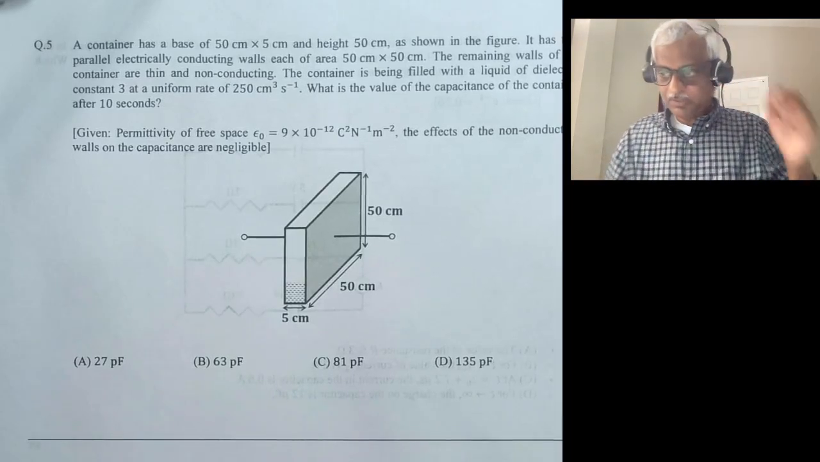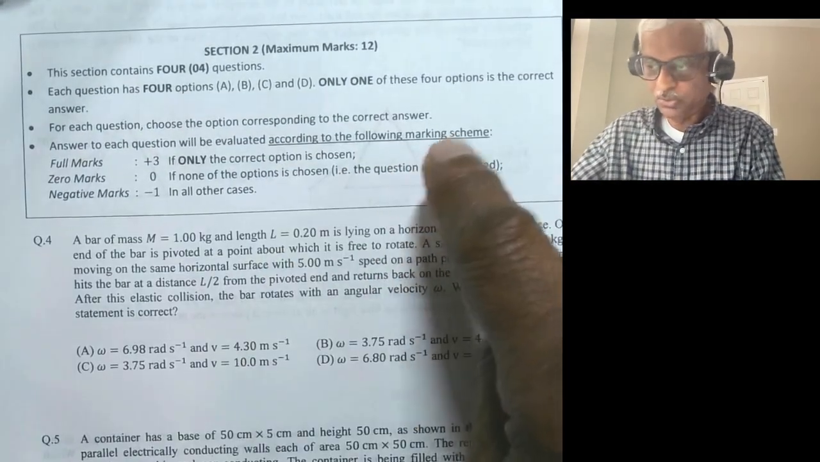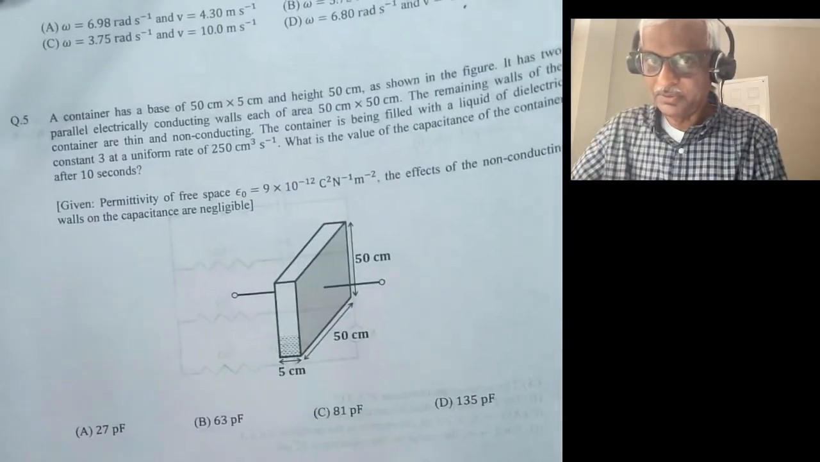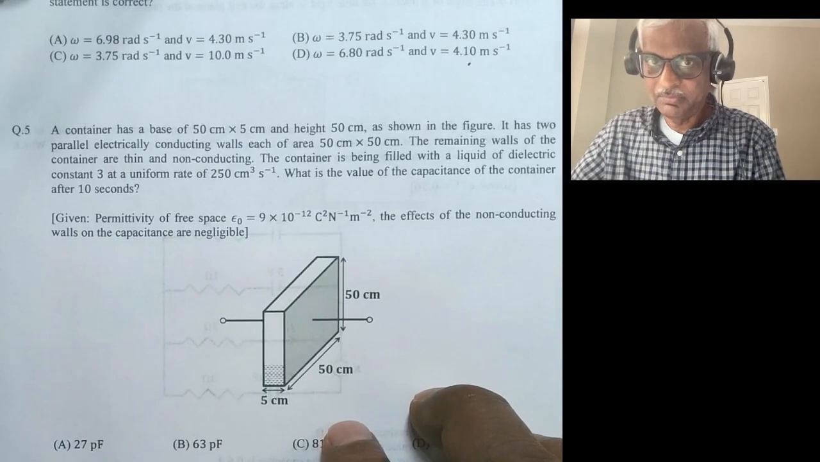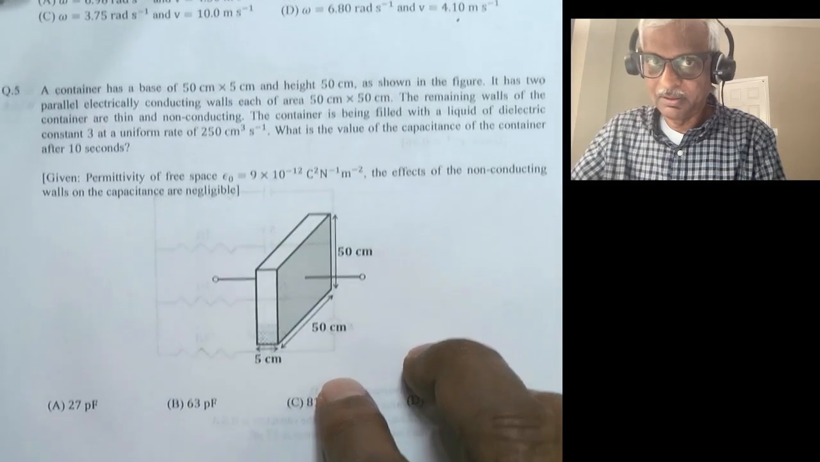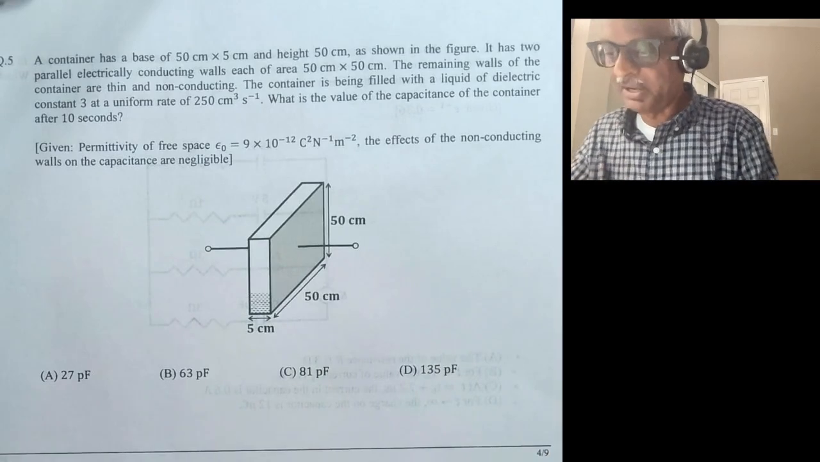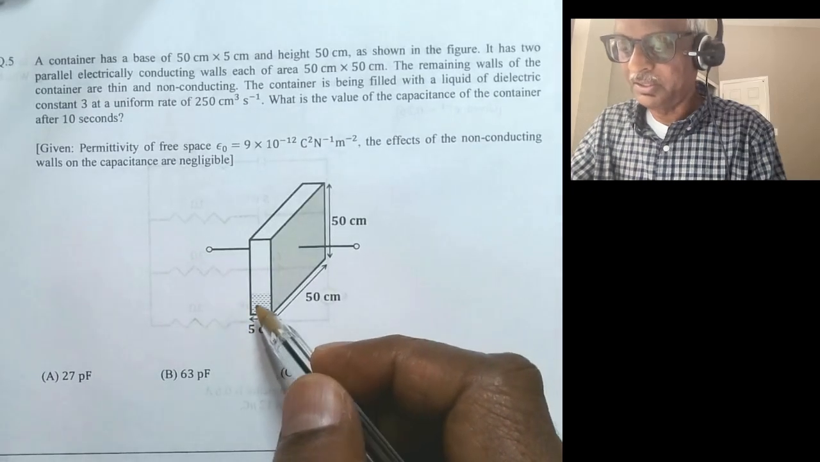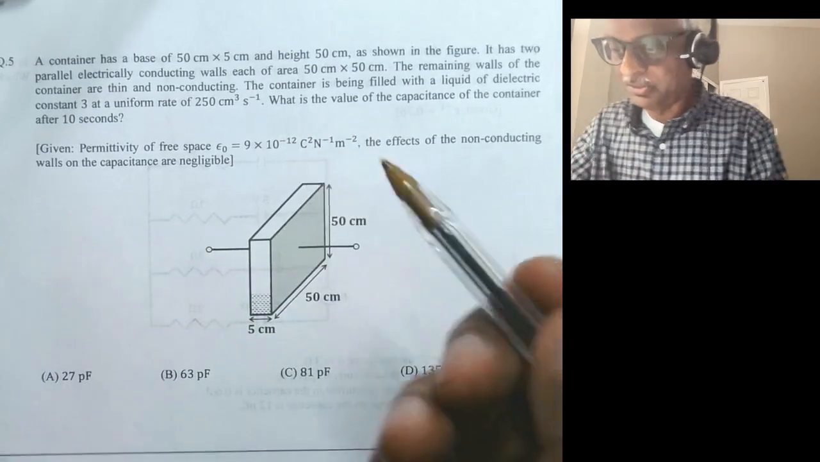Okay, welcome to the next problem from section 2 of the IIT JEE exam 2023 part 1. This is also actually a pretty standard problem of how to handle capacitance in parallel plates when only partially it's filled with one dielectric and another part is either air, which is a dielectric of dielectric constant 1.